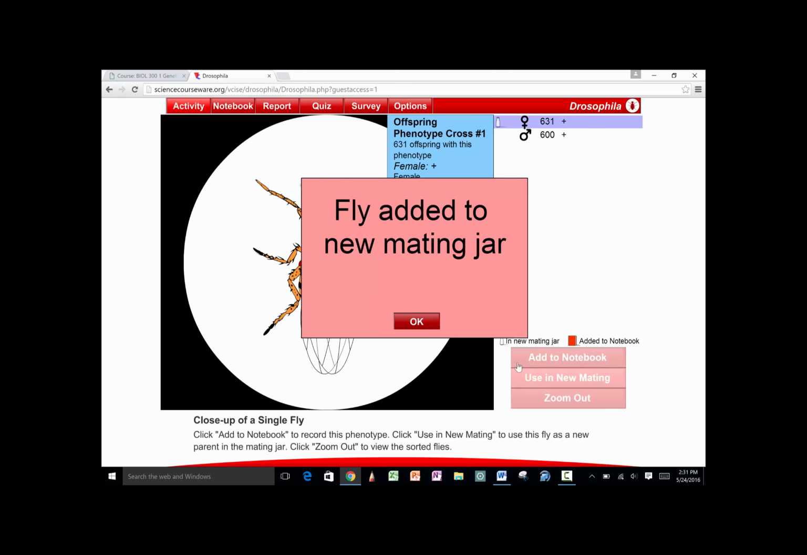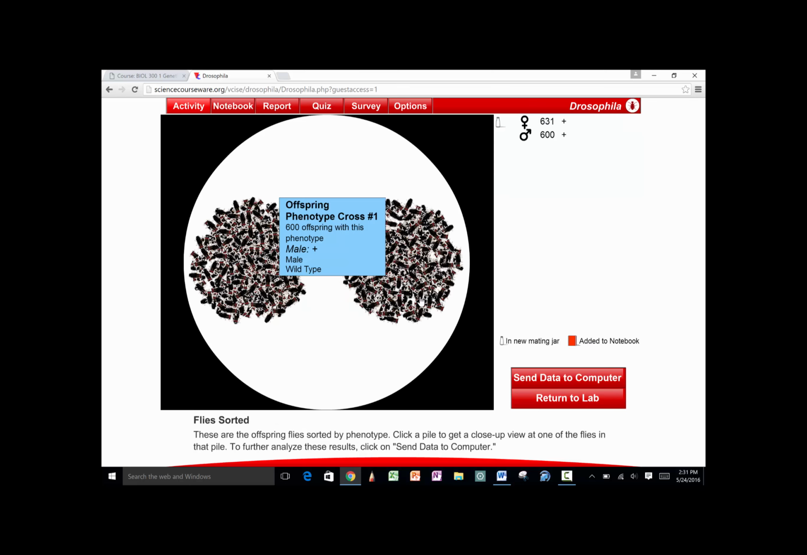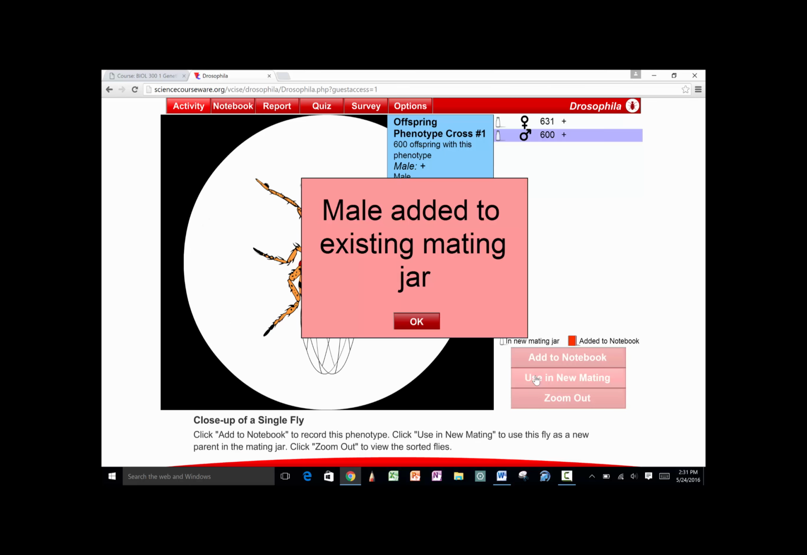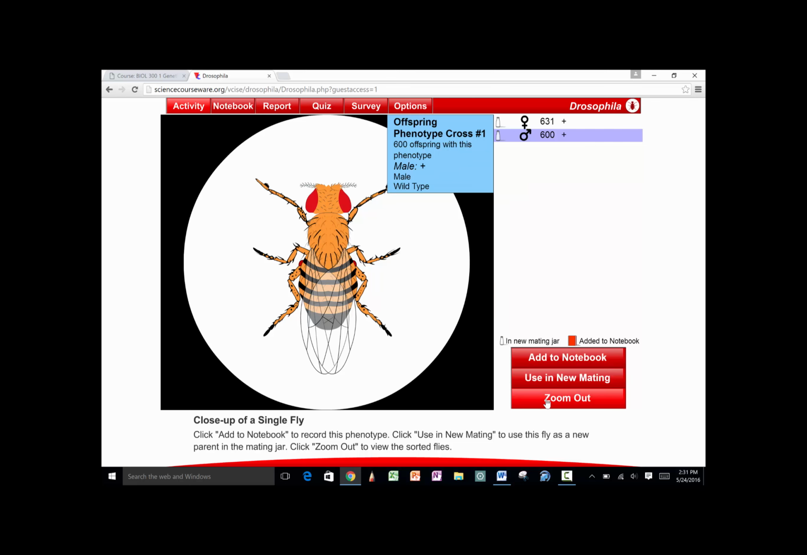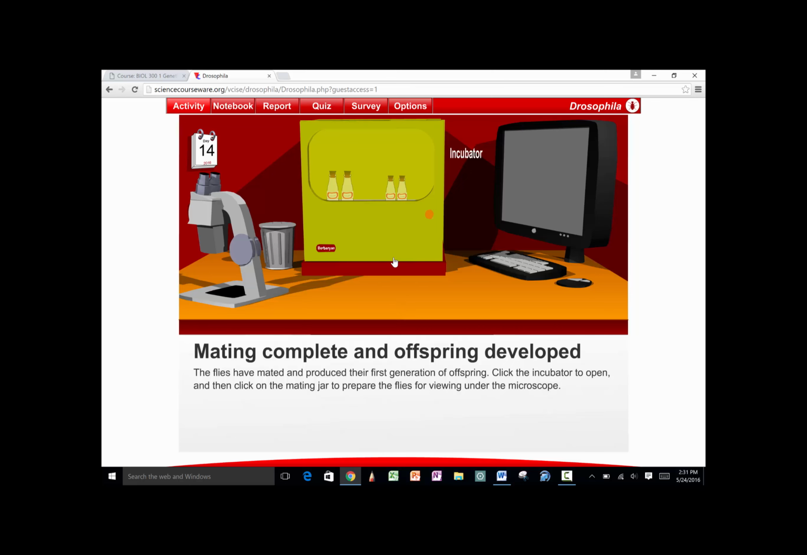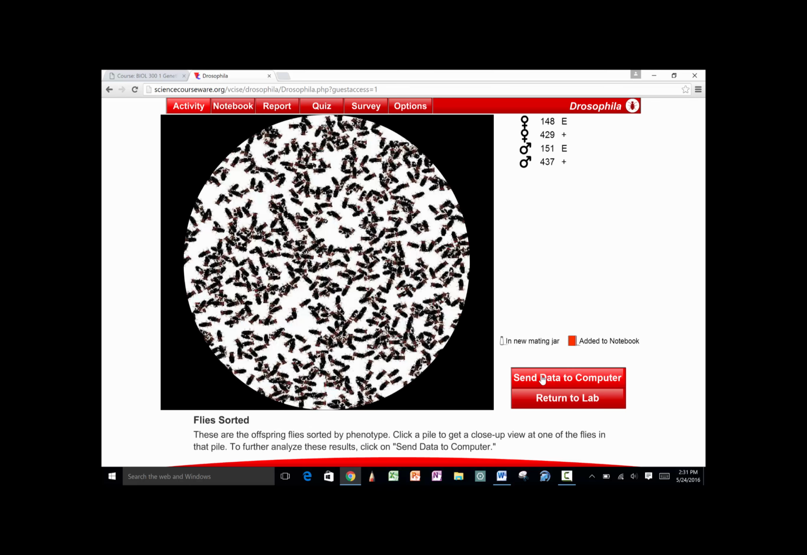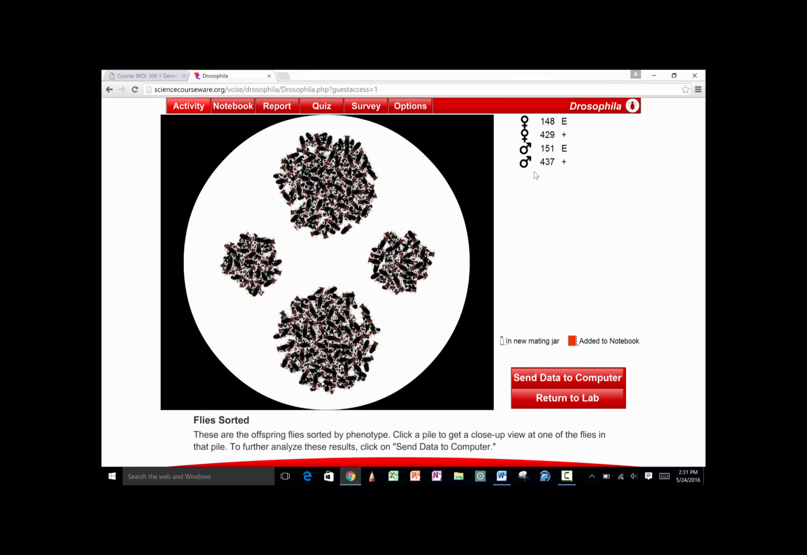So we'll put her in a new mating, zoom out, use him in a new mating, zoom out, return to lab, put those guys in there. Notice how the time goes by really quickly. Check these out, sort them. Here's my data. Let's send that to the computer.